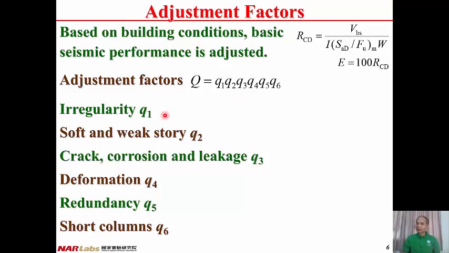And the first factor, Q1, considers the irregularity of the building, and Q2 for the soft and weak story of the building, and Q3 for the crack, corrosion, water leakage of the building, and Q4 for the condition of deformation, and Q5 for the condition of redundancy, and Q6 for the conditions of short columns.